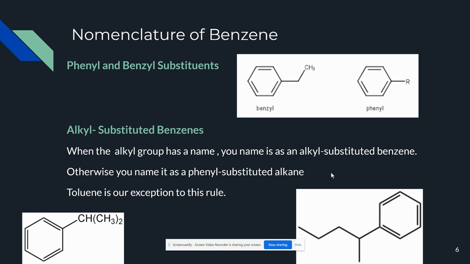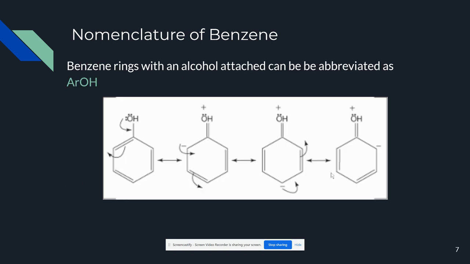For our first example, it is in the left corner. It is named isopropylbenzene because we have an isopropyl group attached to the benzene ring. However, the other example is named 2-phenylpentane because we don't have a name for the substituent. When an alcohol is introduced, we can abbreviate them as ArOH.